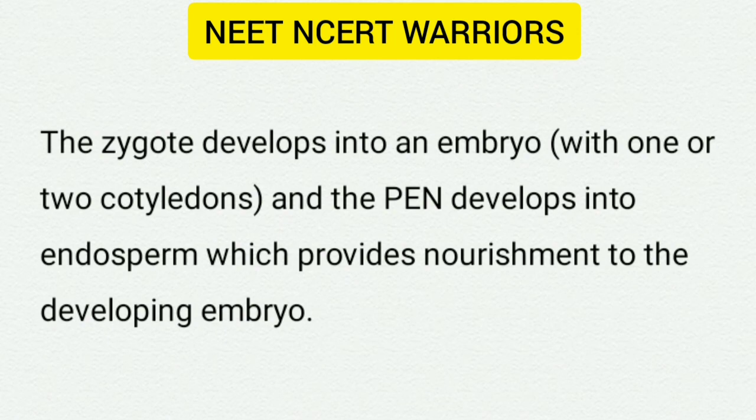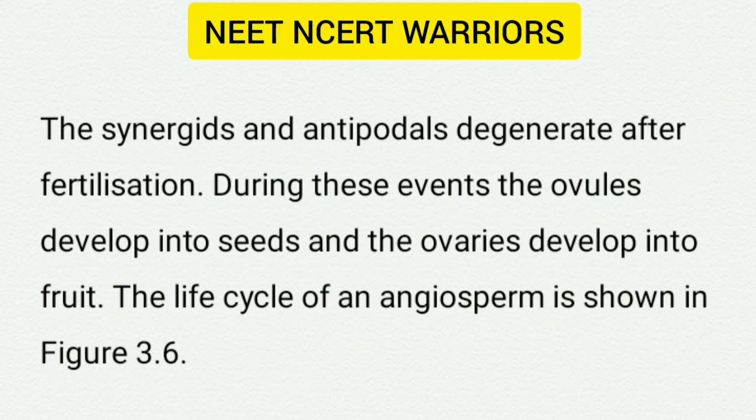The zygote develops into an embryo with 1 or 2 cotyledons, and the primary endosperm nucleus develops into endosperm which provides nourishment to the developing embryo. The synergids and antipodals degenerate after fertilization. During these events, the ovules develop into seeds and the ovaries develop into fruit. The life cycle of an angiosperm is shown in figure 3.6.